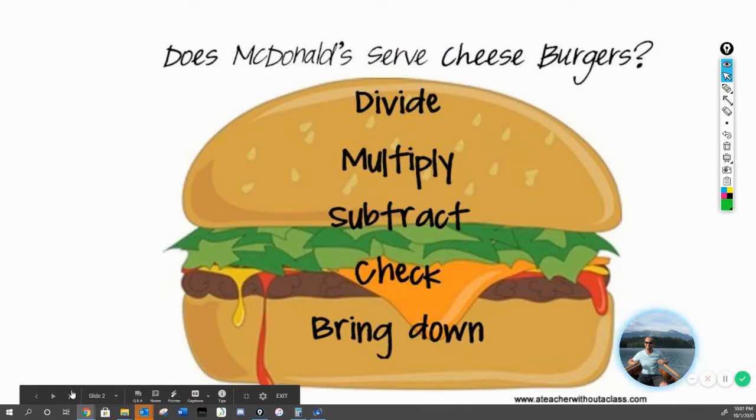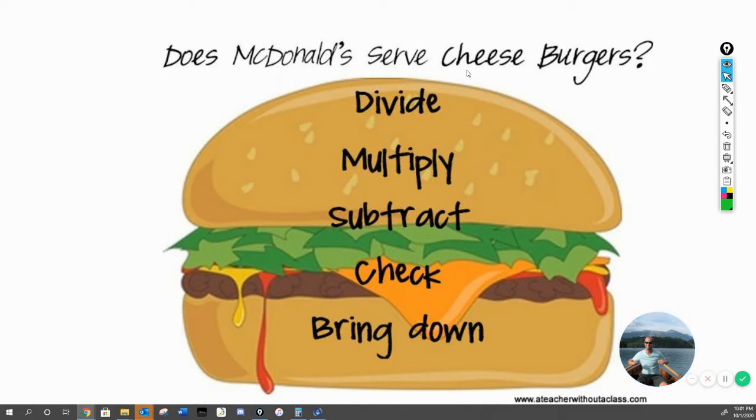So we're going to use a little word trick to help us today. Does McDonald's serve cheeseburgers? Or as I like to say it sometimes, does McDonald's serve cheeseburgers, dude? Because that is to help you to remember the main steps in long division, which are divide, multiply, subtract, check, and bring down.